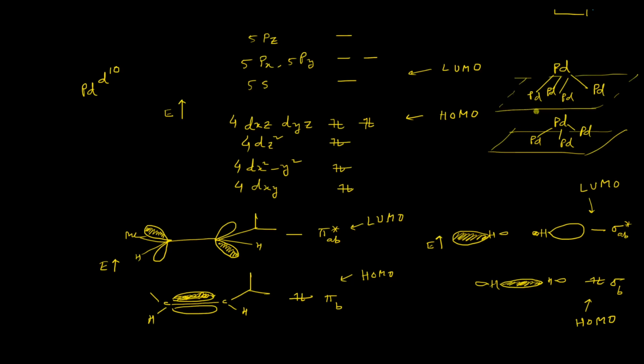So I am considering this particular palladium atom where the cluster is octahedral, or the arrangement is octahedral, and the palladium is situated at the top corner of this octahedral. So palladium will interact with the hydrogen by using its s orbital. So this orbital is basically 5s orbital, and this is our bonding orbital for the hydrogen molecule.